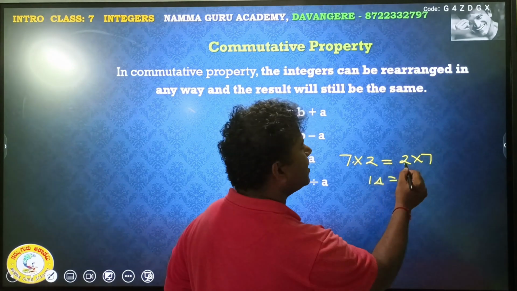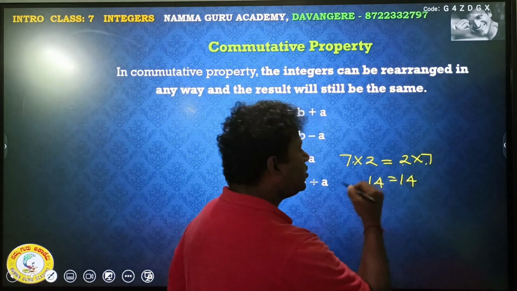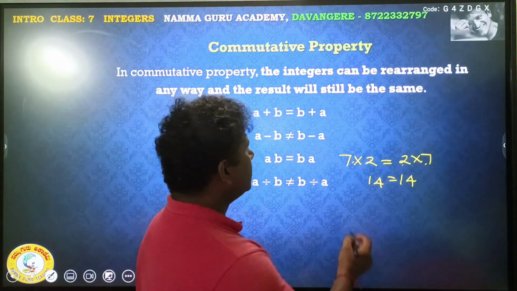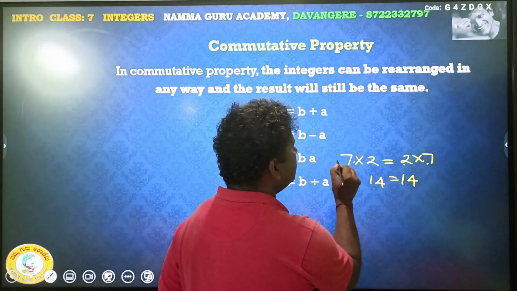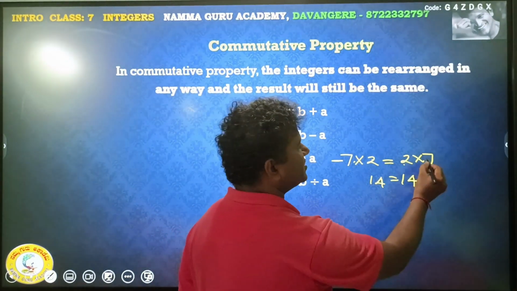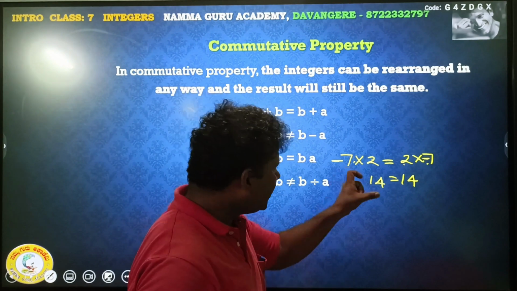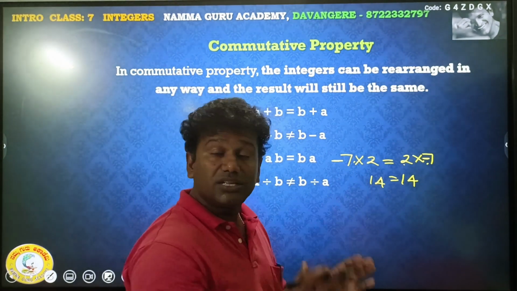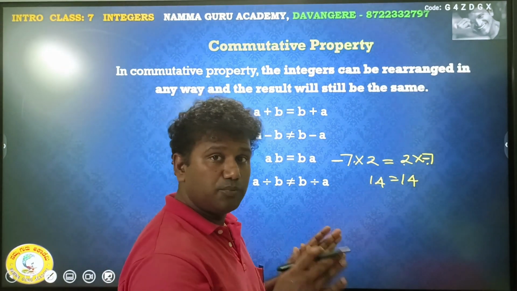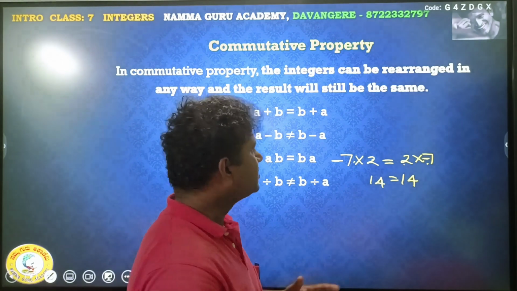7 twos are 14. Here also 7 twos are 14. If you want, you can take the minus sign also. For 7, if you put a minus sign, here also for 7, if you put a minus sign, by changing the order, the answer will be the same. If you do the same multiplication, the answer will be the same.